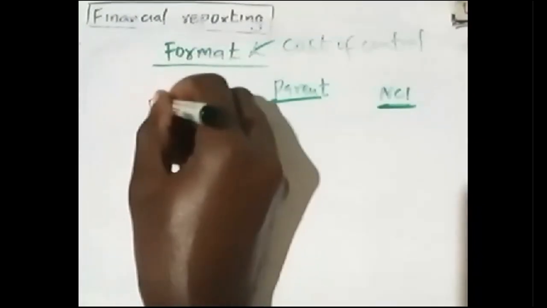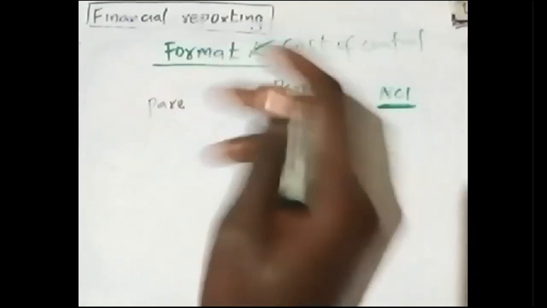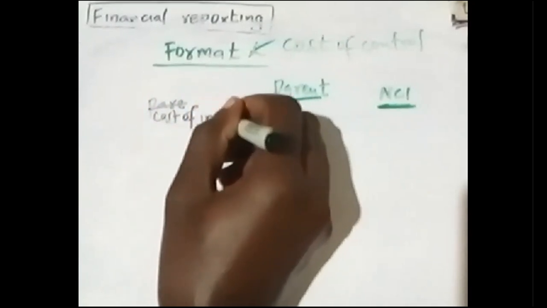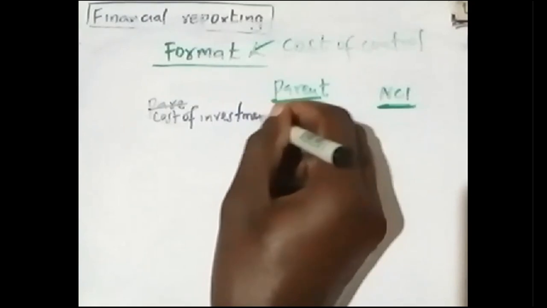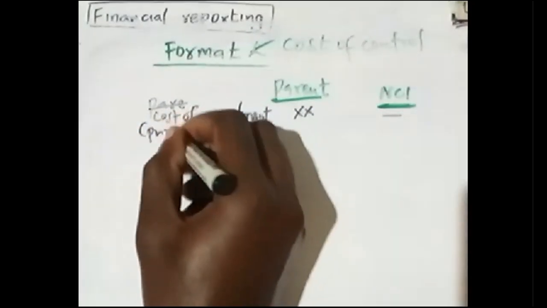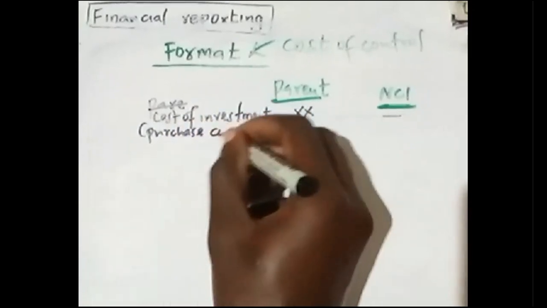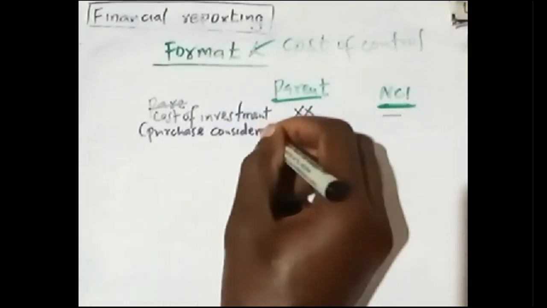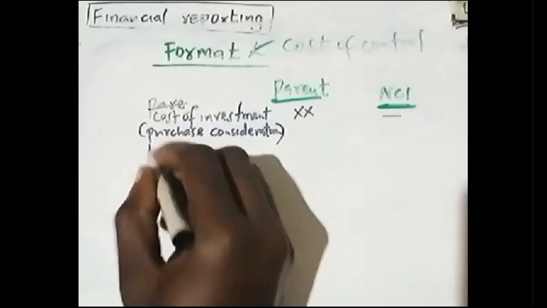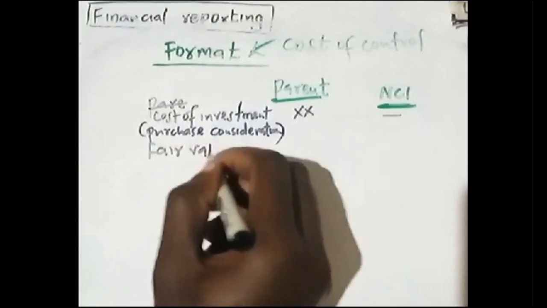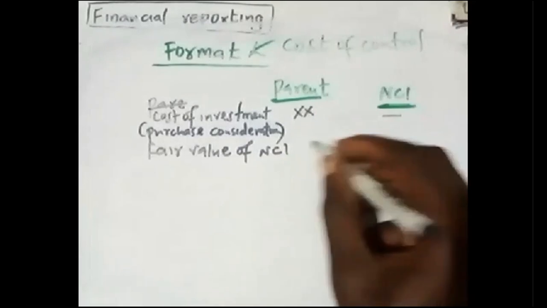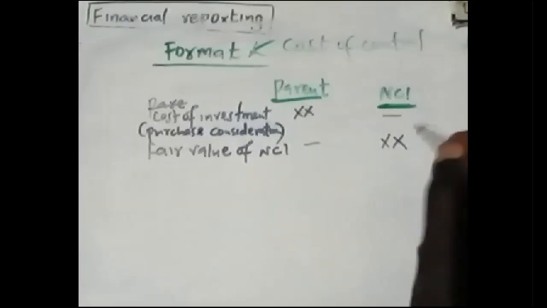So in this scenario, you start from what the parent paid. That is the cost of investment. You start from the cost of investment. Sometimes we call it purchase consideration. Then next we talk about the fair value of NCI. The fair value of NCI, you have to record under the NCI.